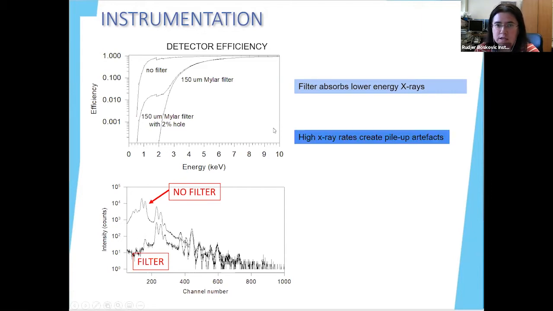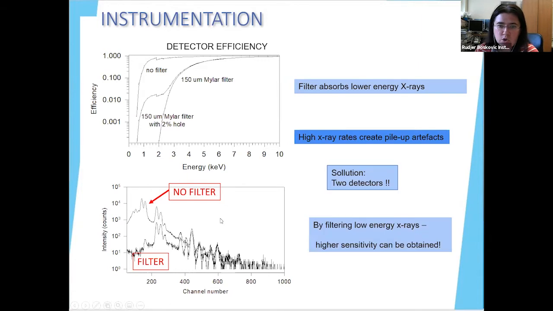So this fact can be used when you have samples that can have very high count rates, and which will produce some pileups. So you can combine two detectors, one without filter and one with the filter. So you can have sensitivity for both lower Z elements and higher Z elements.